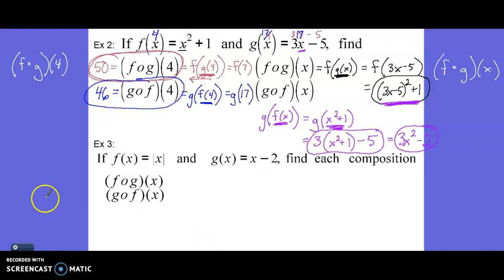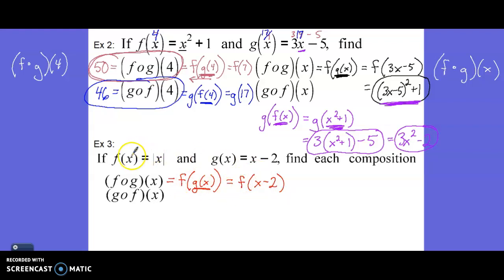So I think I have enough time before my 15 minutes is up to do exercise 3, but it's really the same practice. Does the order matter? And that answer is yes. So you can pause the video and try this on your own. But the way I like to think about it is to do g of x first. So I'm just replacing g of x with what it equals. That's x minus 2. And the f is still there.